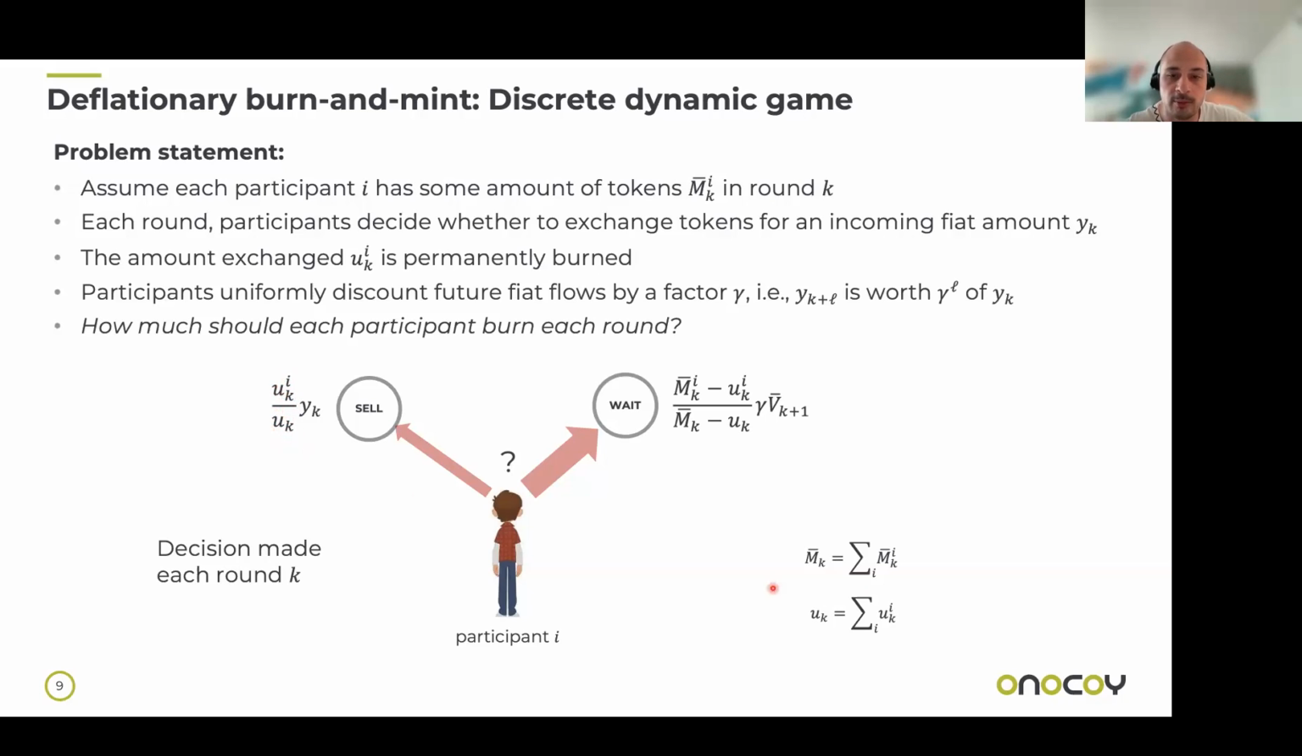This is the total amount of what everybody put in. And then if you wait, again, there's this ratio. So this is the amount that will be left over to me divided by the amount that will be left over in the entire economy or in the entire game, multiplied by the value of the economy at the next round, discounted by this discount factor gamma. Okay, so that's the game, the sub game that we're going to play.